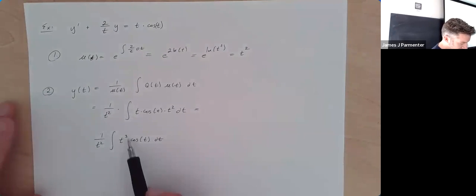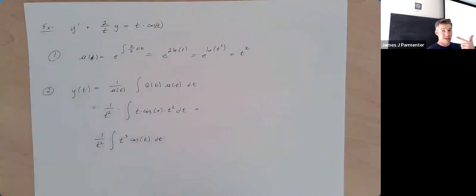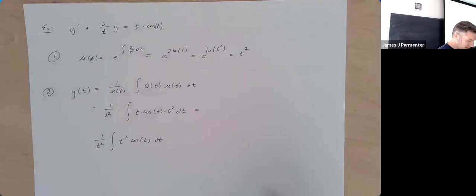But for integrals like this, where it's t to a power times either cosine or sine or e to the t, right? Those are the 3 things you can do this for. It doesn't work for anything else. But if you have t to a nice positive integer power, or x, or whatever variables, times sine or cosine or e to the x, totally works.